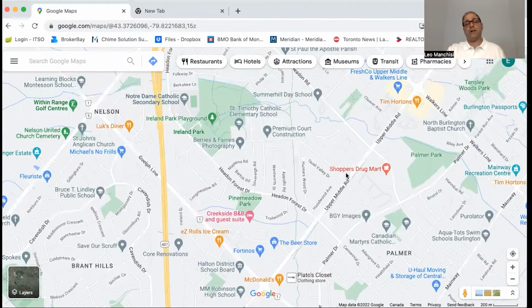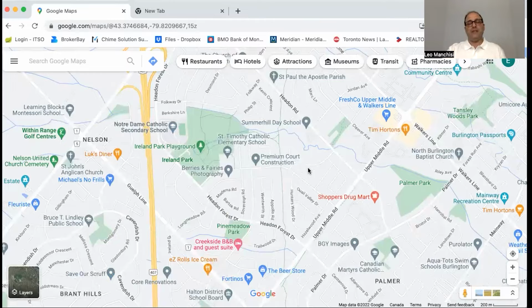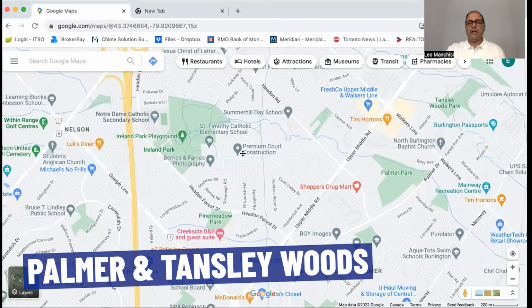So I was talking about Headon Road, and you also got Headon Forest Drive here that break up the neighborhood and is kind of centered around the name of Headon Forest and everything like that. So, all right, let's move on to Palmer and Tansley Woods.